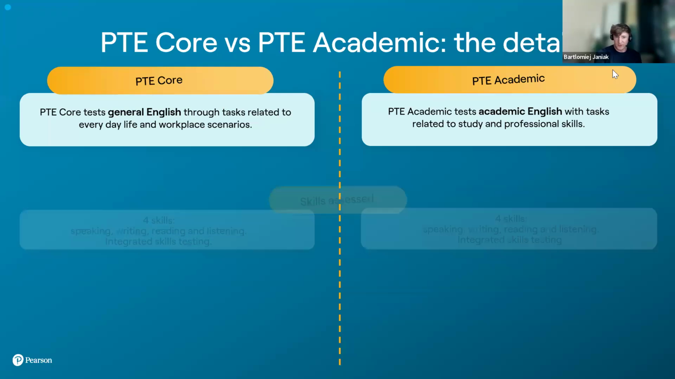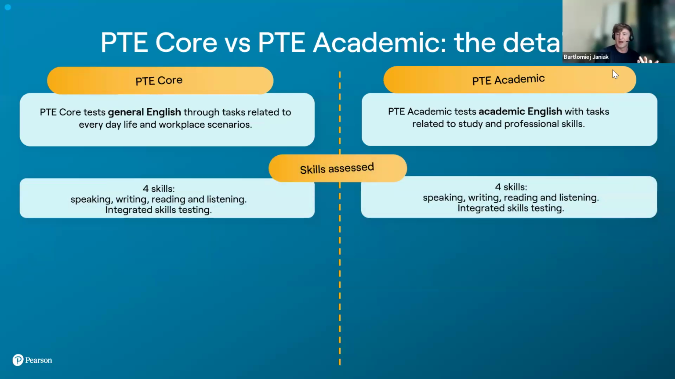So this is the difference to remember. There are 4 skills assessed on PTE Academic and PTE Core. So there are integrated skills as well. So speaking, writing, reading and listening, which is obvious.